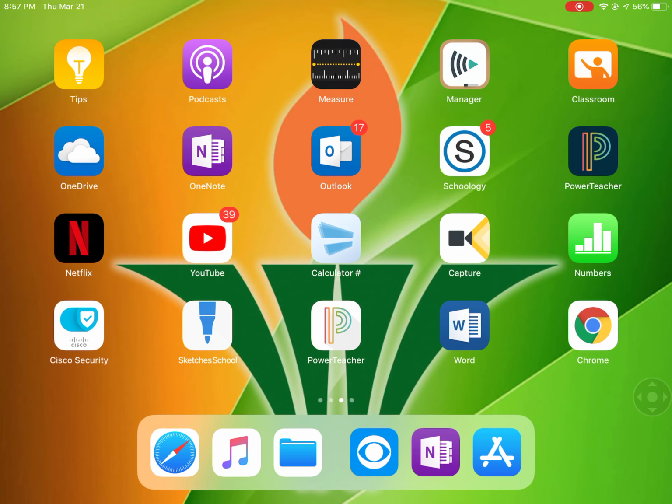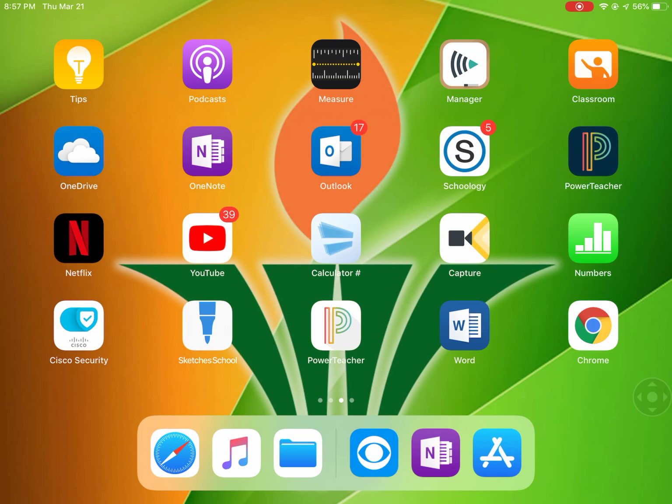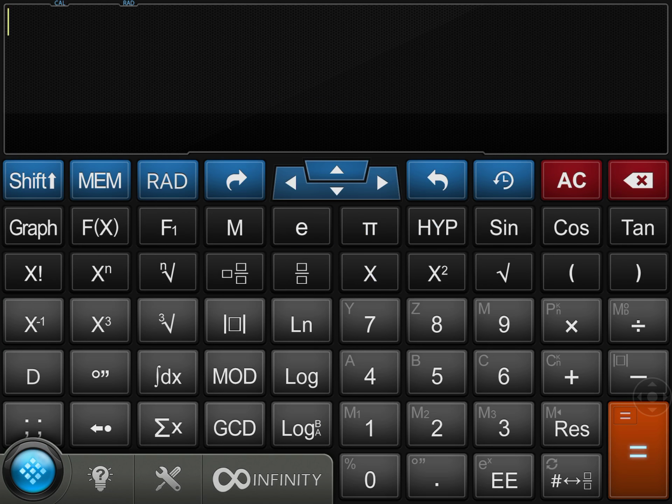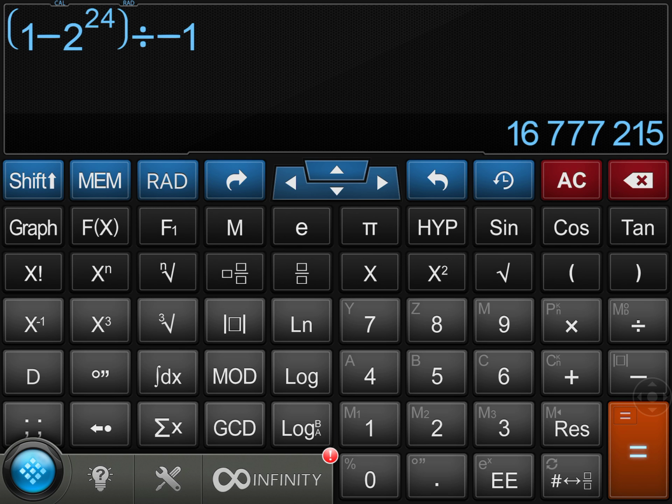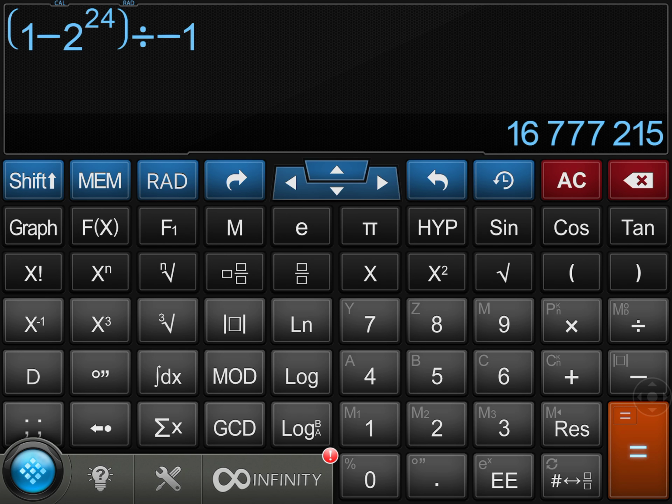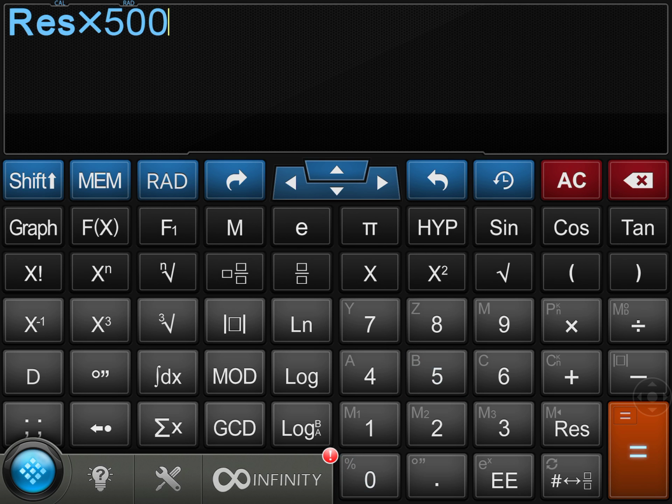So maybe I'll show you what that might look like in the calculator this time. Here's my calculator. So like I said, I would put this in parentheses first, and I would do 1 minus 2 to the 24th power. I have to arrow out of that exponent and close my parentheses. Then I would divide that by negative 1. I'd hit enter, get that number, and then times that by 500. That's what happens when you have free apps.